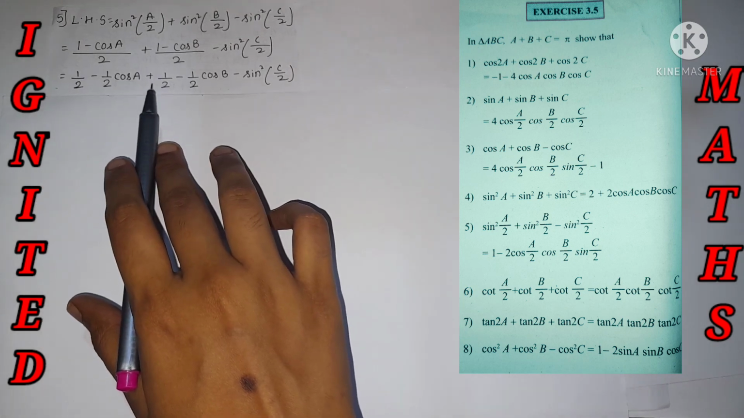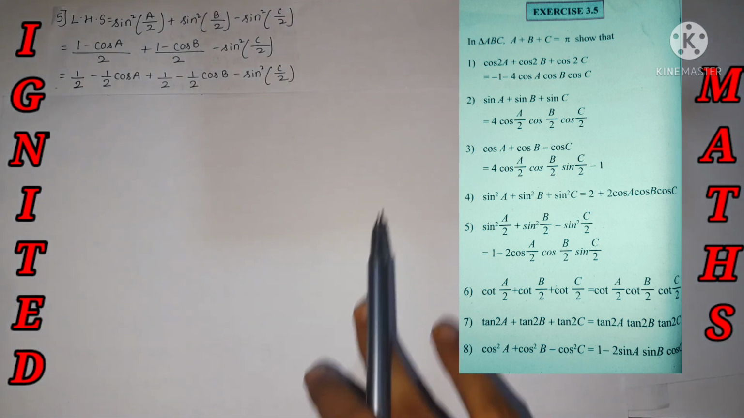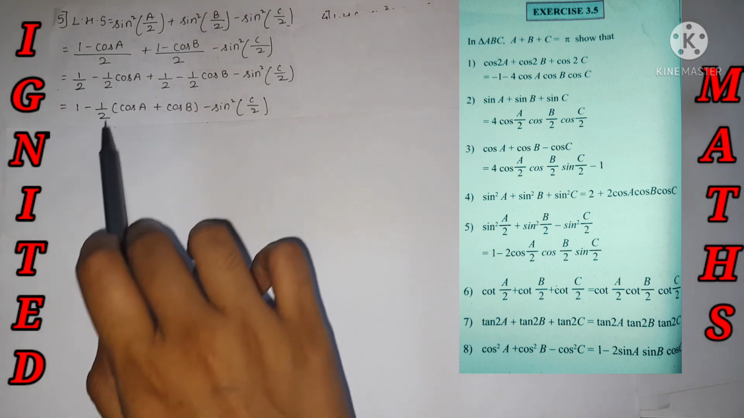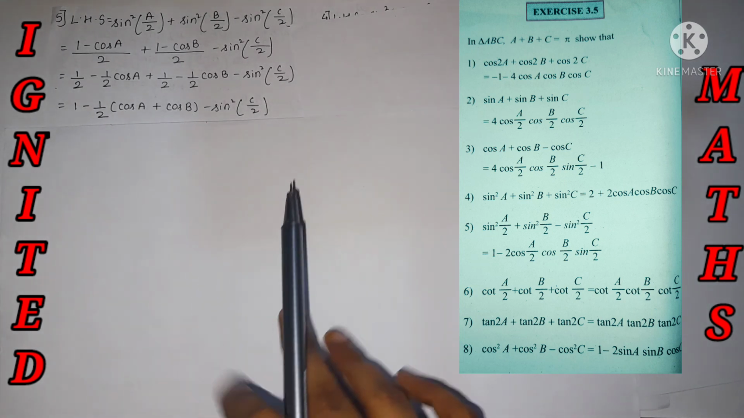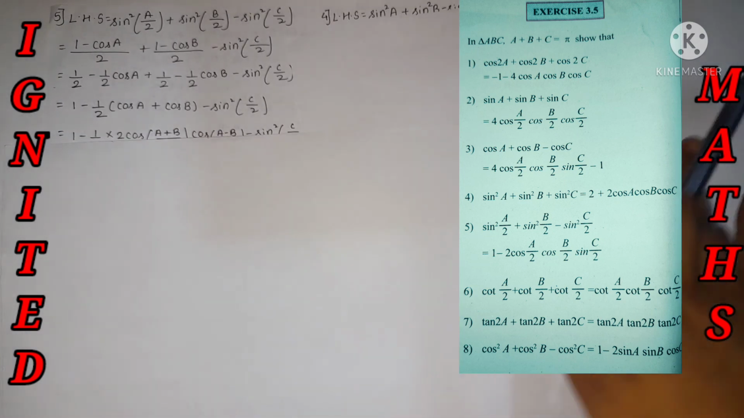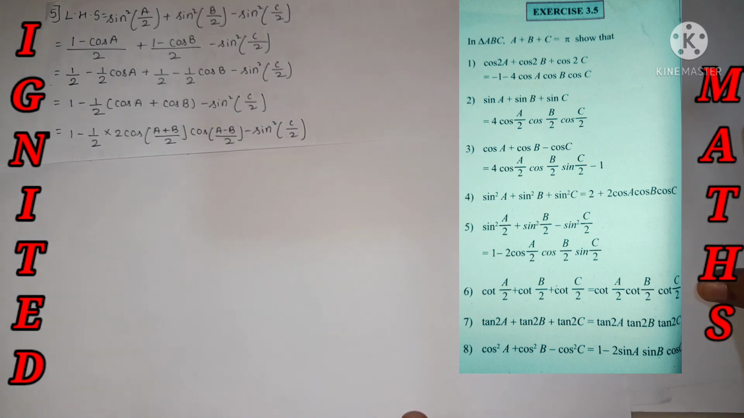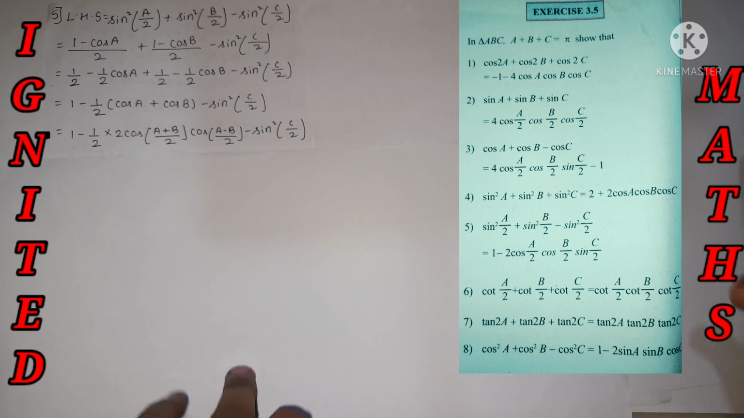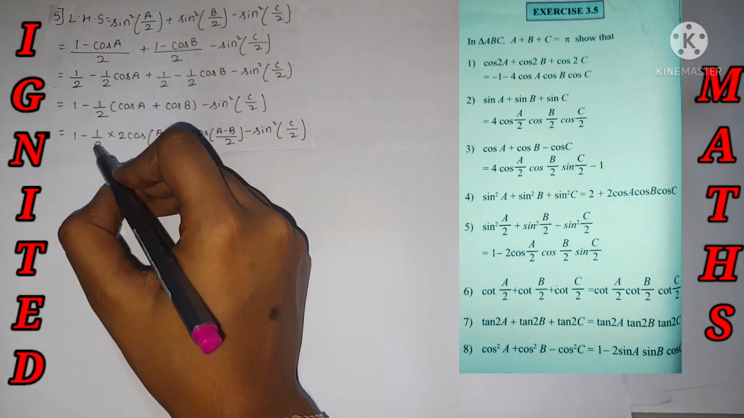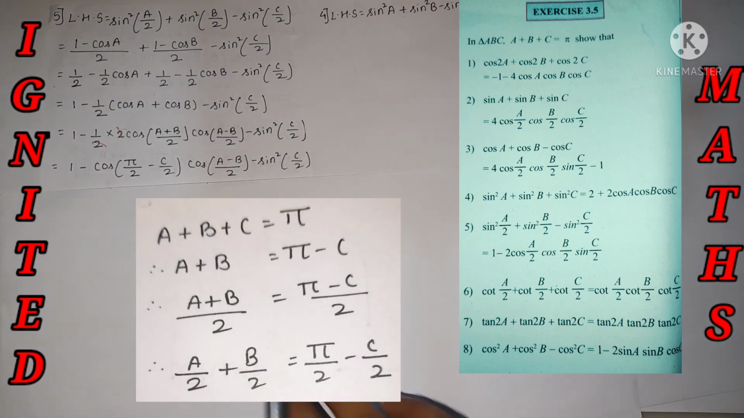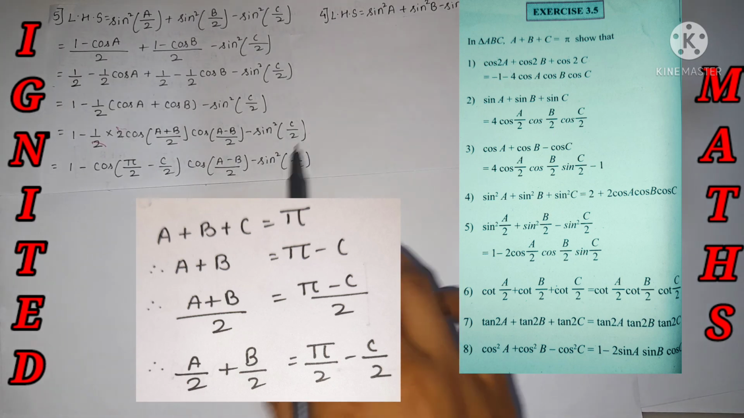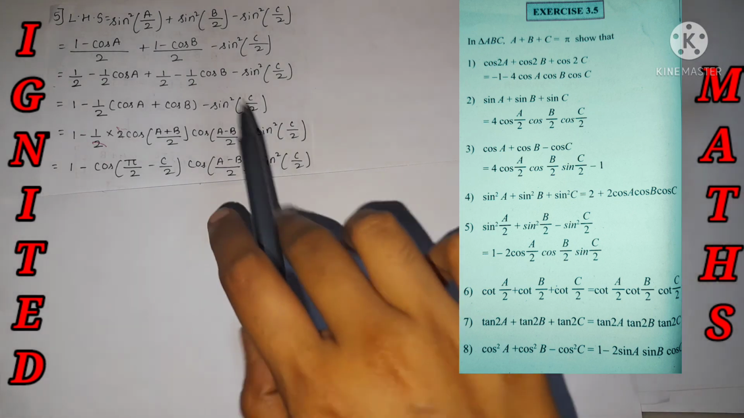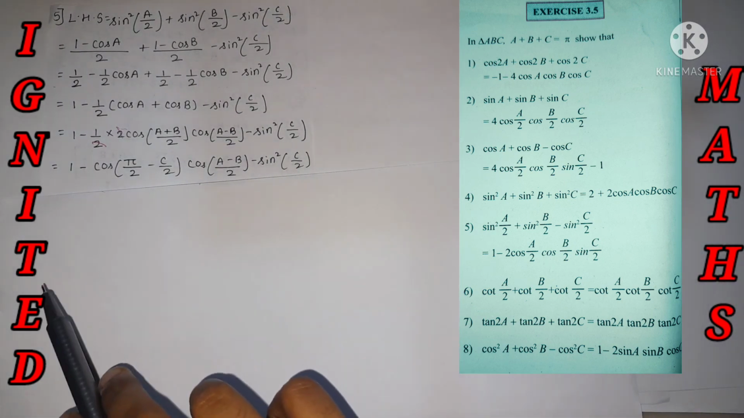1 by 2 plus 1 by 2, half plus half, is nothing but 1. And 1 by 2, I have represented as (cos A plus cos B), taking it as common, minus sine square C by 2. The cos A plus cos B formula we can apply: it's nothing but 2 cos (A plus B) by 2 into cos (A minus B) by 2. I have just used the formula, no changes on anything, minus sine square C by 2. So again the 2 and 2 cancel off. (A plus B) by 2 we can represent as pi by 2 minus C by 2, and A minus B as it is, and C by 2 also as it is. Don't make changes with A minus B because we don't have a formula for A minus B.